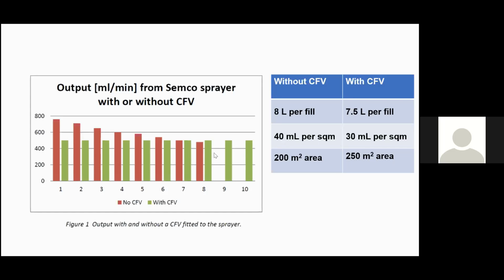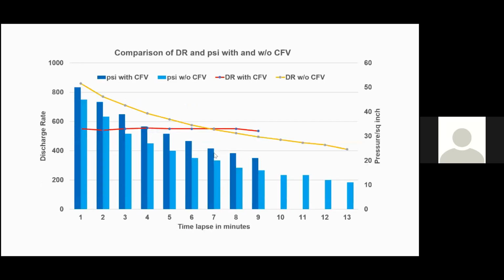In case of CFE, 7.5 liters of water will be required. The dosage will be 30 milliliter per square meter, and we will be able to spray about 250 square meters of area. And now, a comparison of discharge rate and PSI pressure with and without CFE.